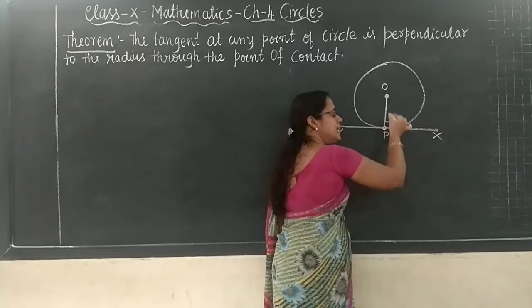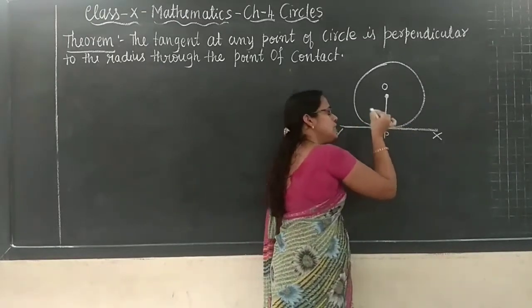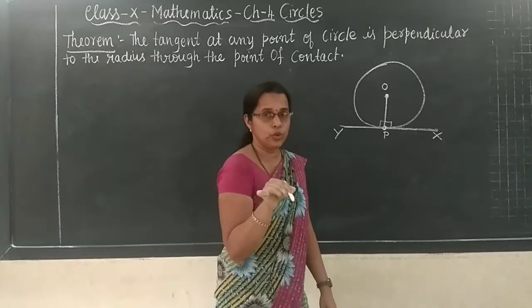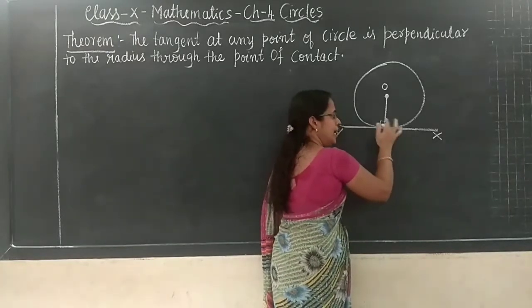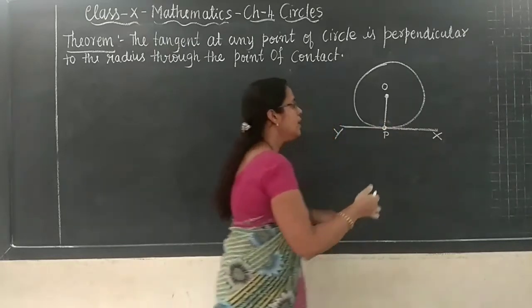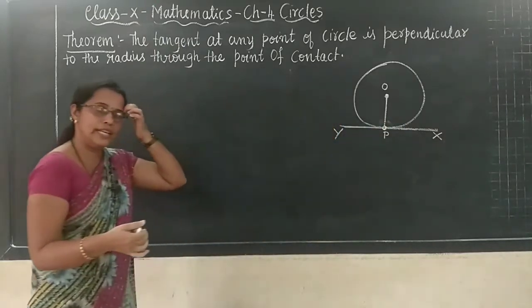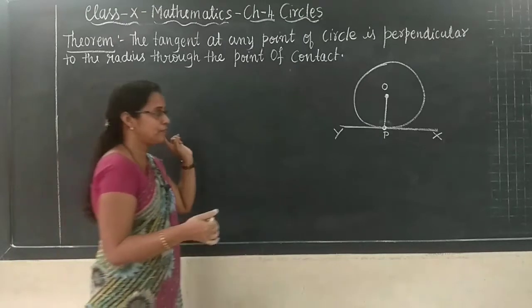Is this 90 degrees? 90 degrees means I have to prove it, children. So I cannot write only 90 here first. Okay, now see here. Before learning this, I will explain one thing.